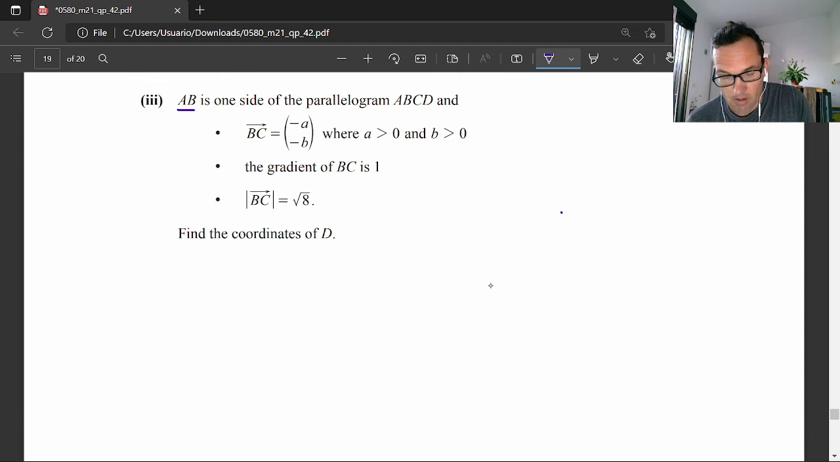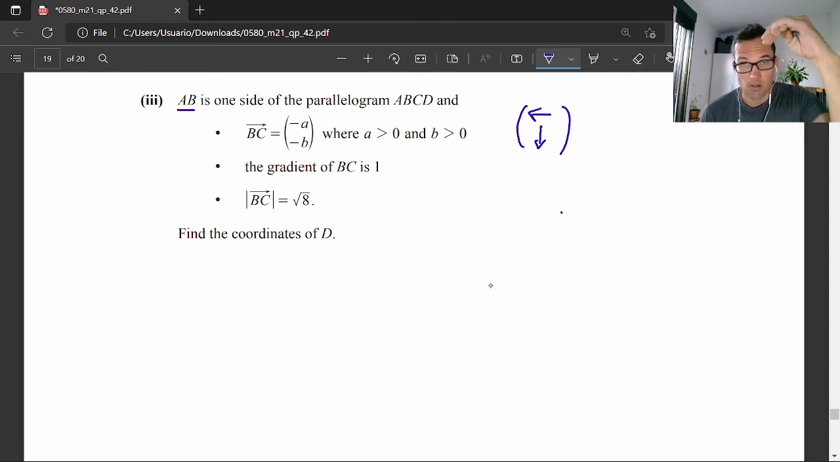BC with an arrow. So remember, this is a vector, and then they give us a column vector with minus a, minus b. Now, if you remember vectors correctly, the top number tells us how we move left or right. So for BC, we're going to move to the left, and then we're going to move down because it's negative. Negative means left, negative means down. Then they tell us a is bigger than 0, b is bigger than 0.